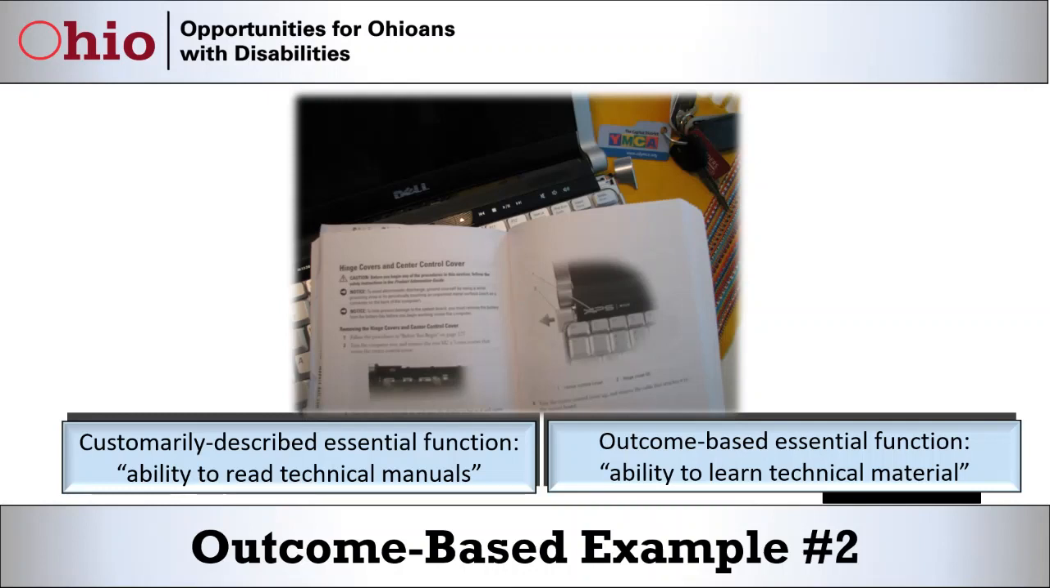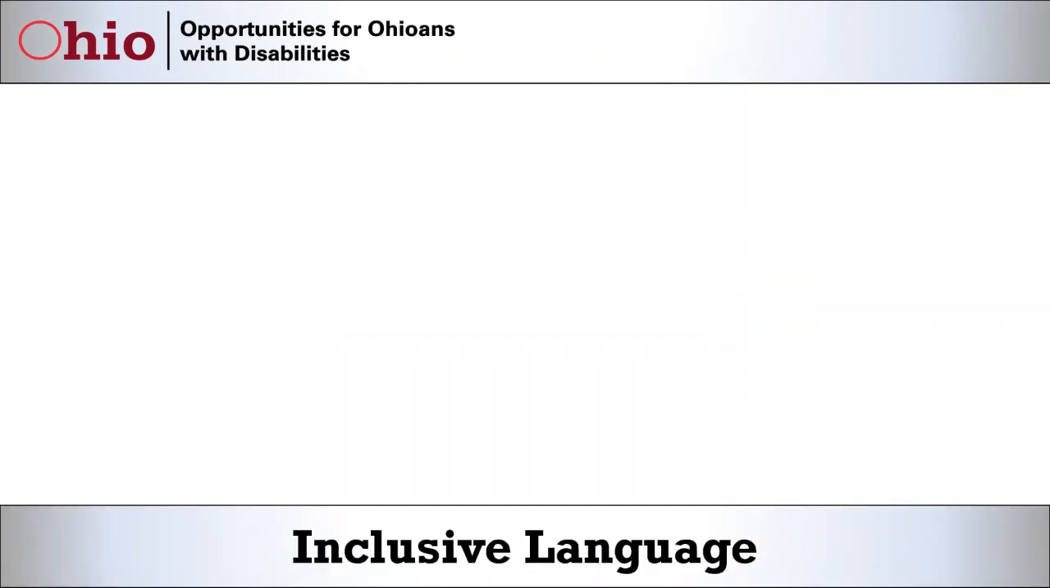Okay, Julie, the other tip you wanted to share is about language. What should employers do to ensure the language used for essential functions is inclusive? Dustin, the words we use in our communications in the workplace make a difference when it comes to inclusion. The best practices we will share apply to a variety of kinds of communication, including essential functions.